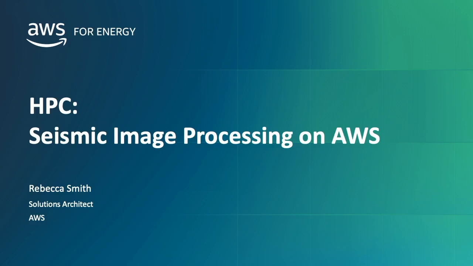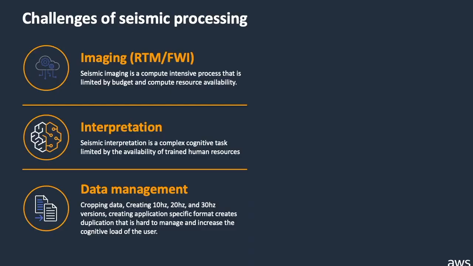Today we're focusing on how we can improve seismic image processing time, reduce costs, and create a resilient, scalable architecture on AWS. The main challenge of seismic imaging is to produce high-precision images and to produce those images at a faster rate. This requires the ability to compute more intensive wave equation algorithms like full waveform inversion and reverse time migration.